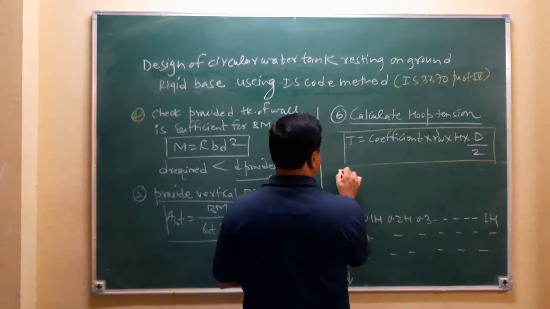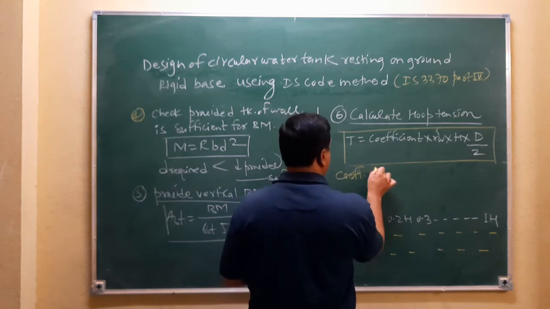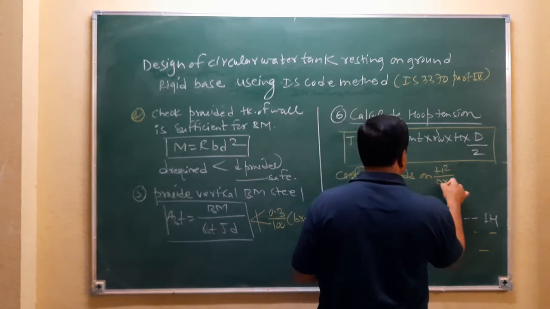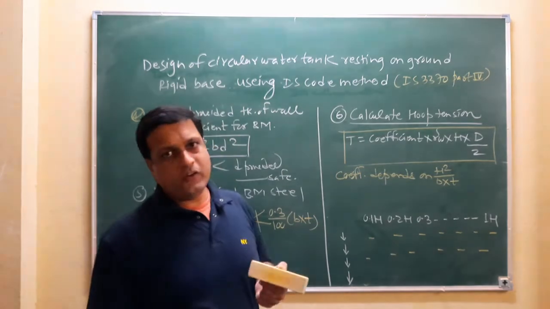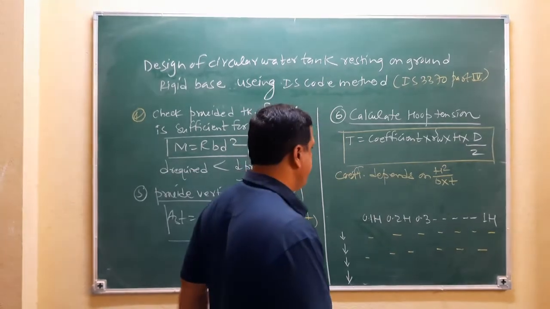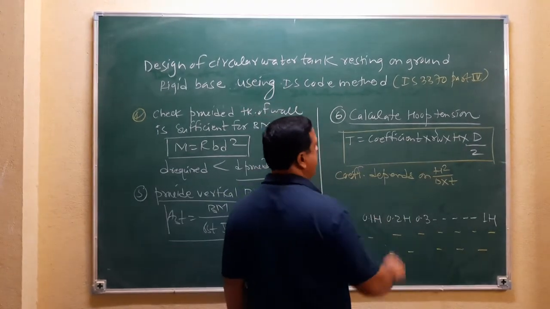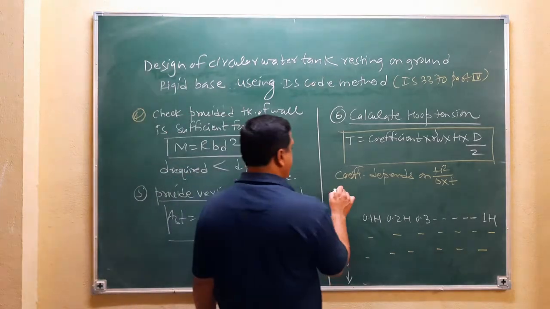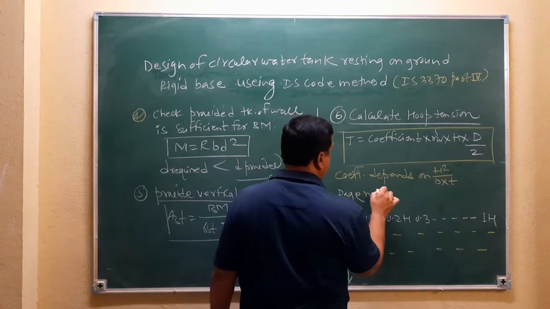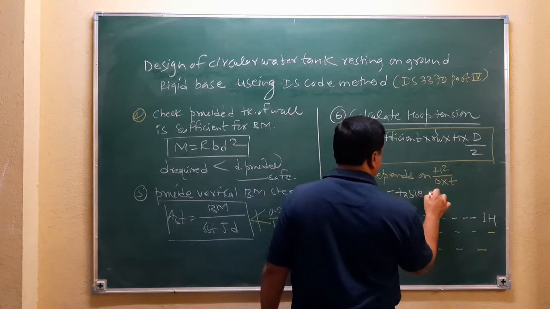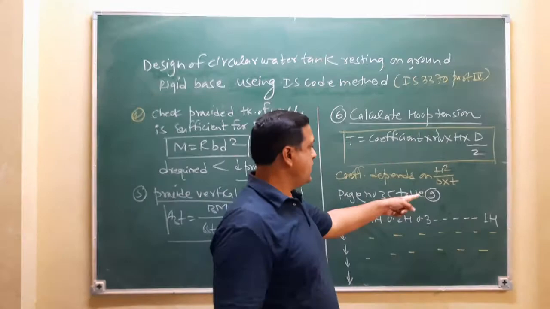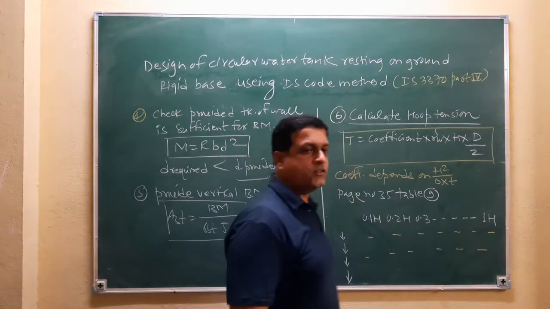Again, this coefficient depends on the h square upon d into t ratio. Already you have calculated the h square upon d into t ratio. And using IS 3370 part 4, on page number 35, table 9 is there, and table number 9 has the same appearance as our previous table.